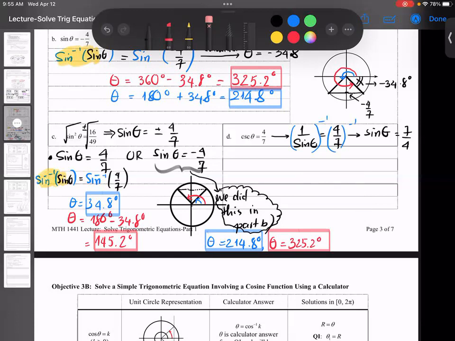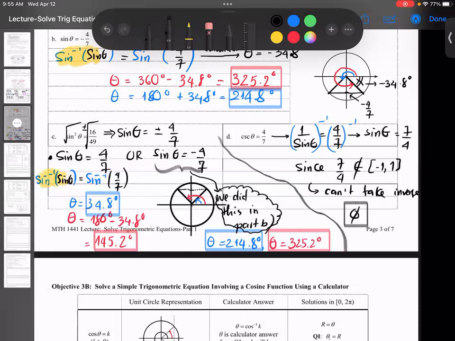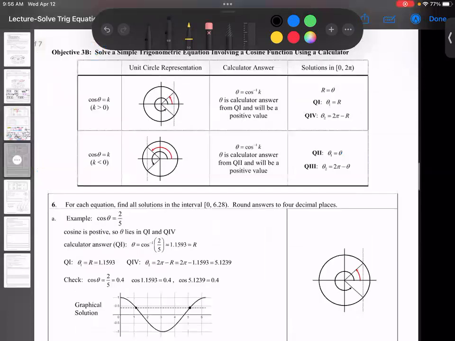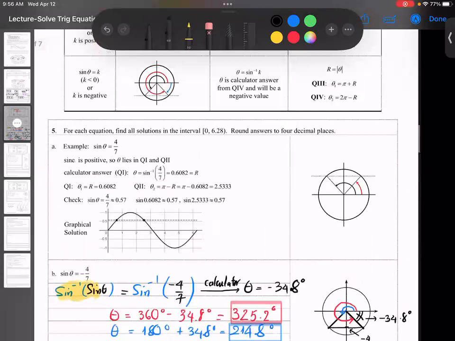No solution, right? 7/4 is bigger than 1. Since 7/4 is not between -1 and 1, because of that, you can't take the inverse. No solution. So that's solving trigonometric functions. This is simple, right? There will be more elaborate problems. So that's sine. We talked about just sine. The one we just did here in objective 3A is all about sine, right?